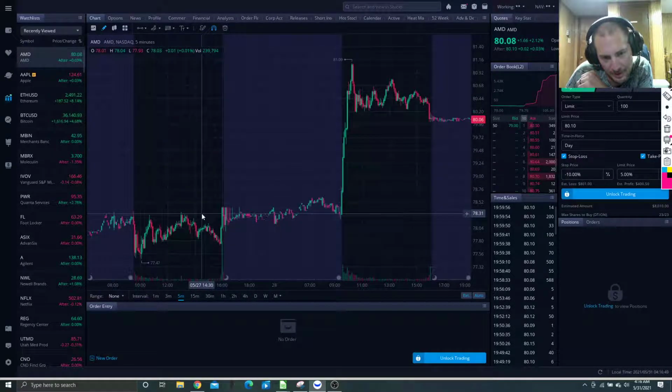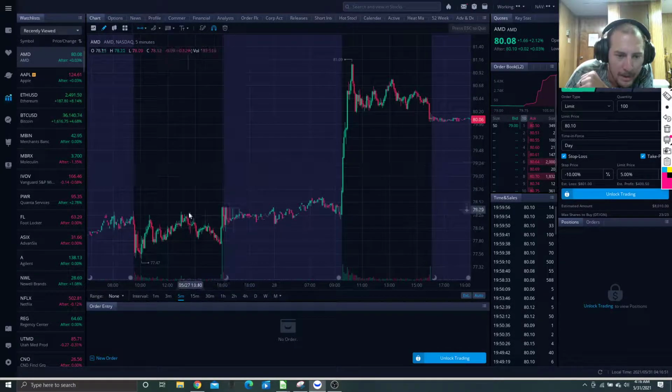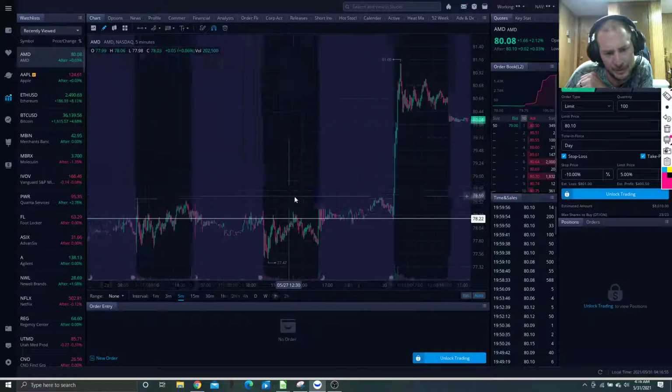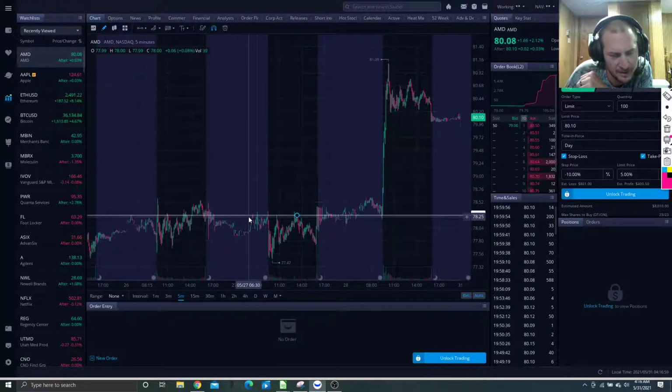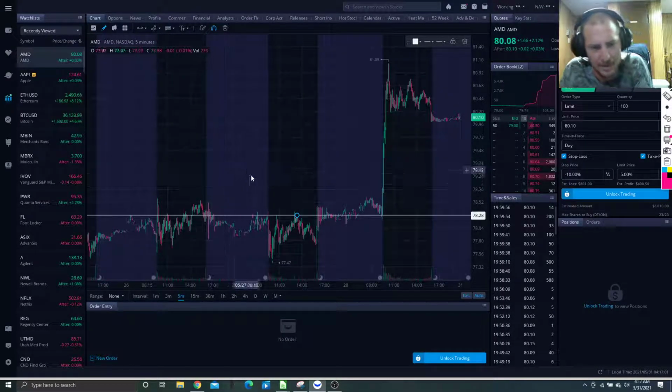Lord almighty, look at that breakout. But it's always important to find your resistance and your support on your larger time frames and then scale down to your newer time frames. See?